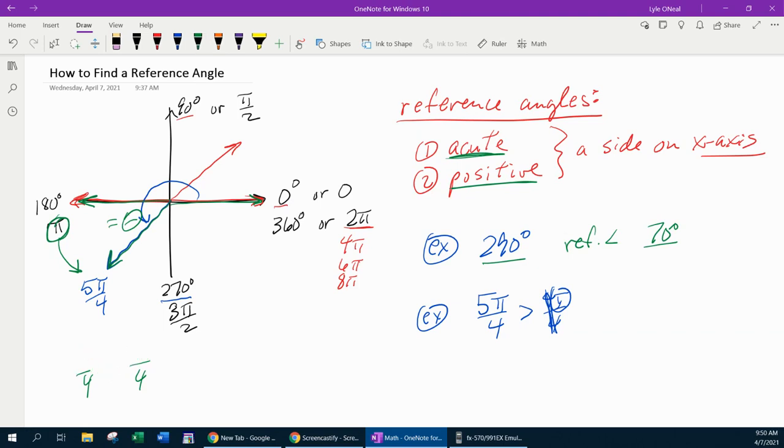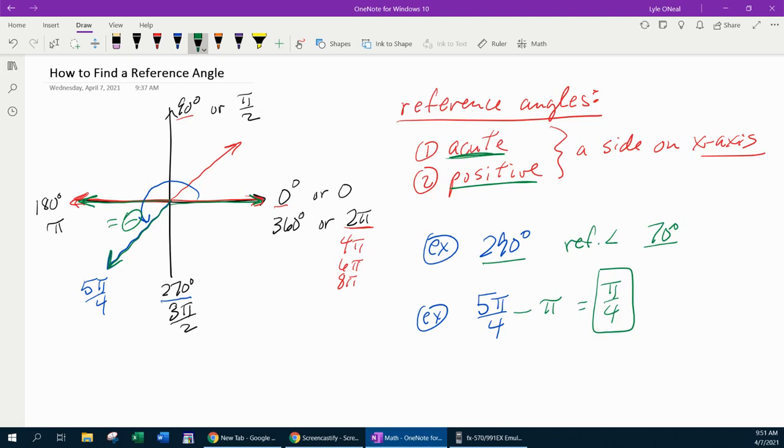Now, mathematically, if you want like a formula or something to do that, what you're going to do is say, okay, if my angle is 5 pi over 4, I want to subtract pi from that, and that will give me pi over 4, which is my reference angle. Now remember, you need to check and make sure that this meets the criteria for a reference angle.